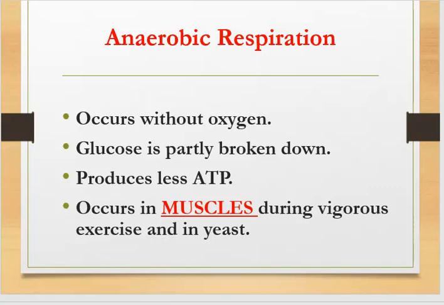Anaerobic respiration occurs without oxygen. Glucose is partially broken down and produces less ATP. That other one produces large ATP. Then it occurs in muscle during vigorous exercise and in yeast. That other one, aerobic, occurs where?